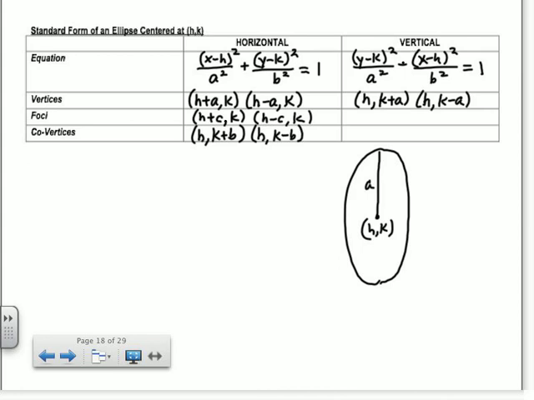The foci, you wouldn't go up as much, you'd go up to c. So you'd have h, comma, k plus c, h, comma, k minus c. And then the last one is the co-vertices, so that's going out a distance of b. So what would that be?